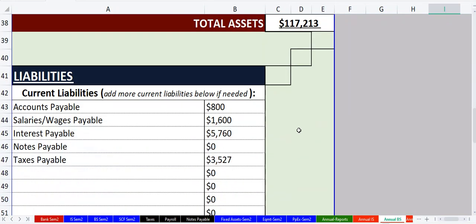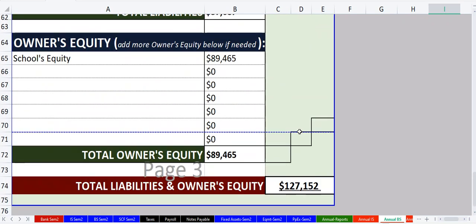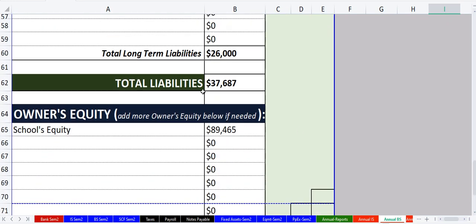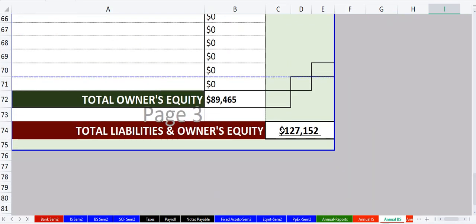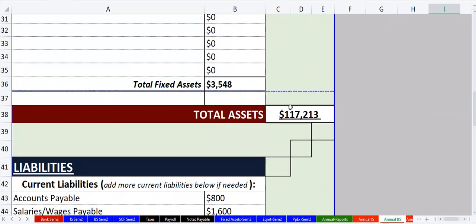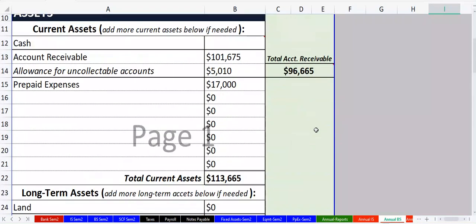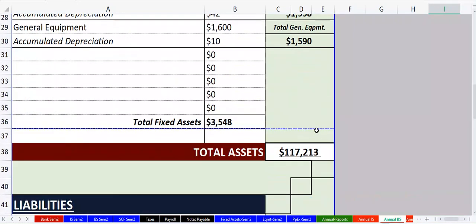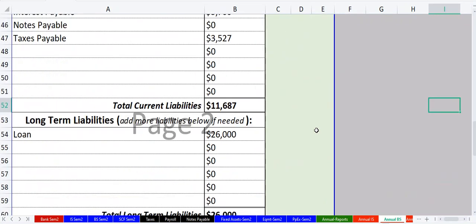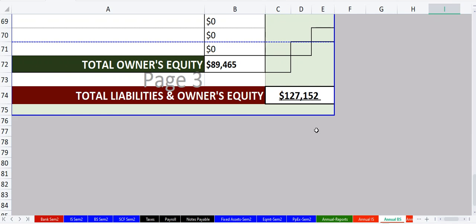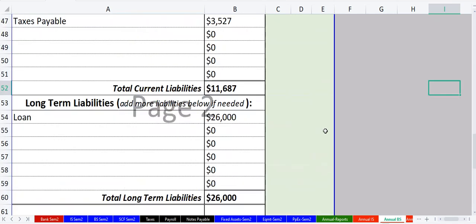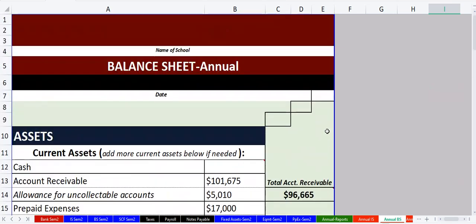That is our asset, total asset, and then we have total liability here is $37,687. So now if we look here, now we have $127,153. The same amount that we have here. Okay. Now, there is the annual balance sheet.